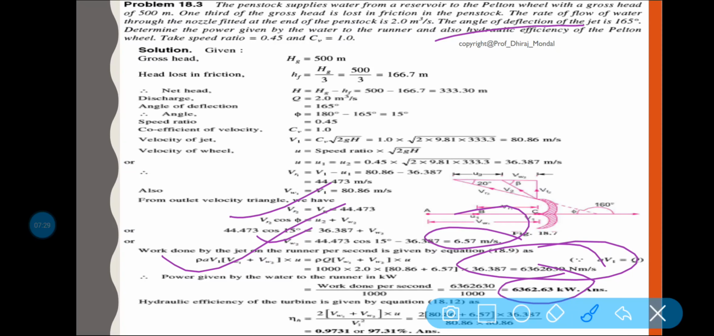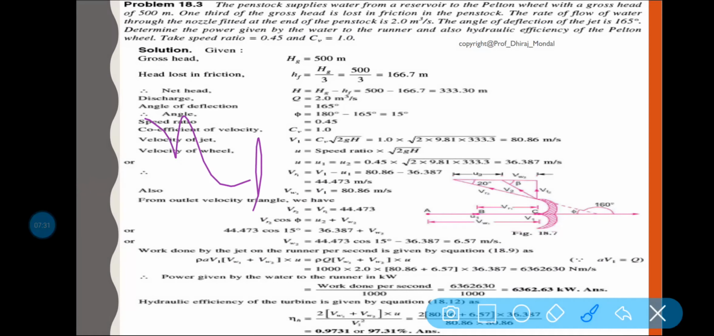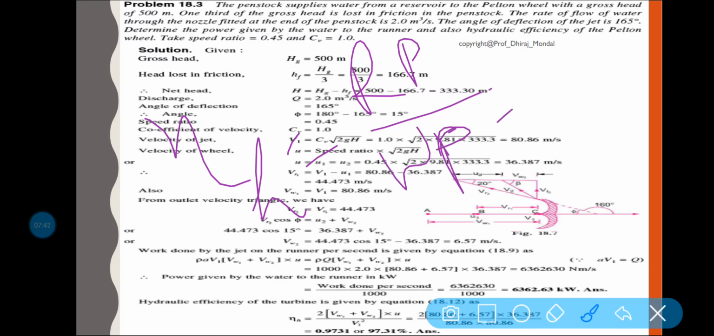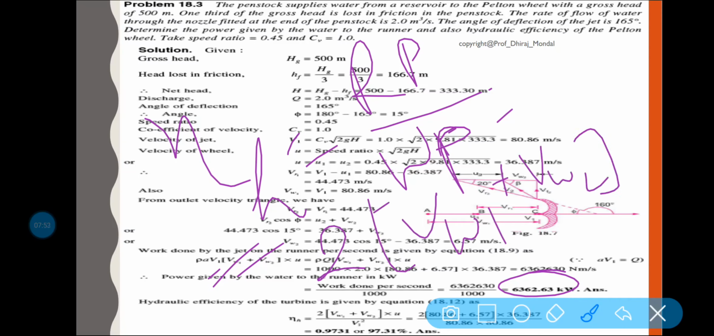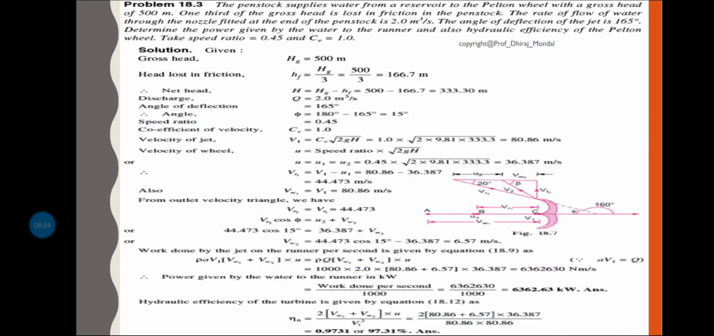Oh, hydraulic efficiency, very easy. Hydraulic efficiency means output by input. Output is what? I have already found the runner power, by water power. So this is your runner power. Or another equation you can see: 2 into (Vw1 plus Vw2) into u by v1 square, that is also the equation of hydraulic efficiency. All the values you have got, so put the values and you will get the answer 97.31%. Clear? Come to the next point.